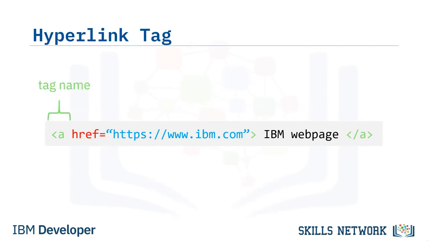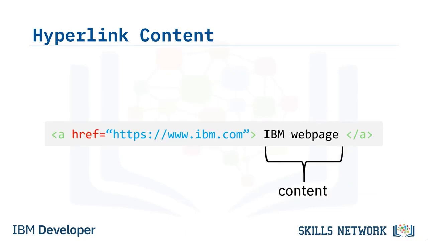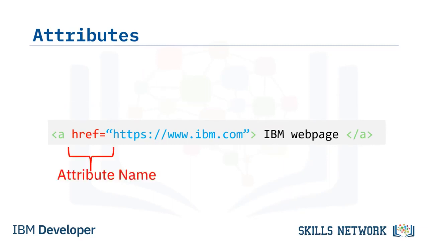We have the tag name, in this case, A. This tag defines a hyperlink, which is used to link from one page to another. It is helpful to think of each tag name as a class in Python and each individual tag as an instance. We have an opening or start tag, and we have the end tag. This has the tag name preceded by a slash. These tags contain the content, in this case, what is displayed on the web page. We have the attribute. This is composed of the attribute name and attribute value. In this case, it is the URL to the destination web page.